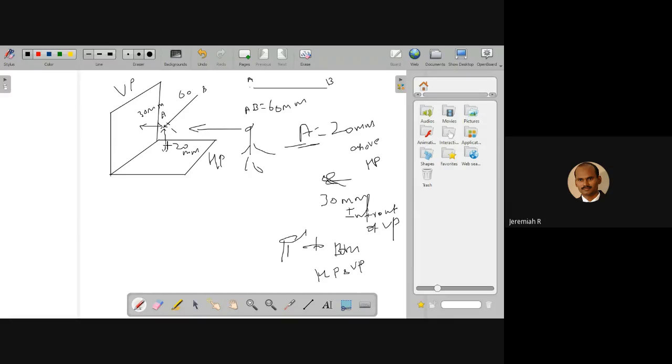What is the height of this line? 20 mm. For the top view you have to see from here, and you'll get a straight line like this, 60 mm, AB. What is the gap of this line? That is in front of VP, 30 mm. Okay, I'll just do this problem.